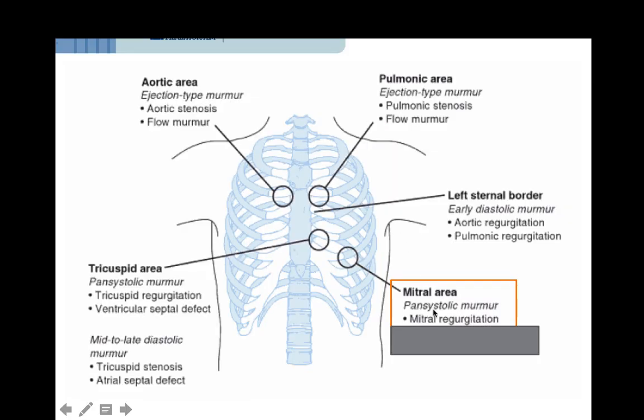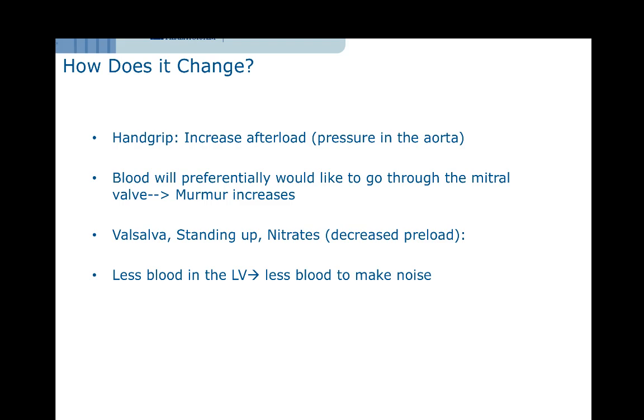The way you'll hear this is a holosystolic murmur at the mitral area, which is the apex, the most likely location that will be described during your examination. So how does it change? Hand grip. So what do you do when you do a hand grip?